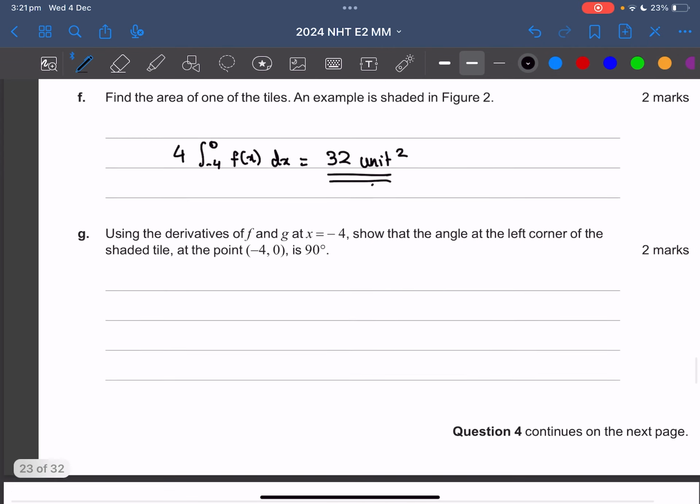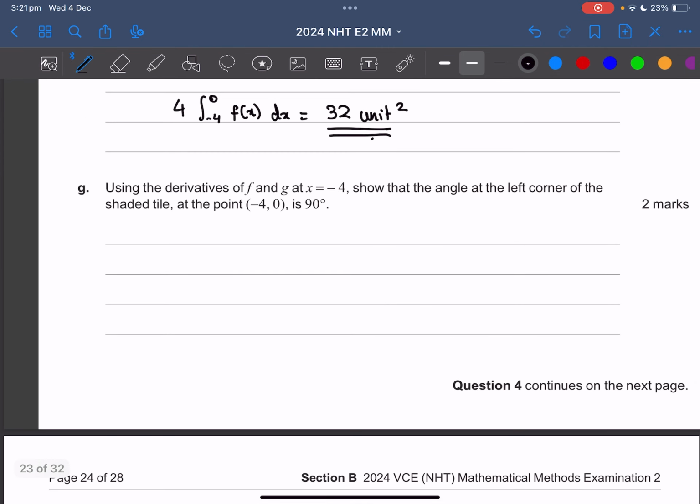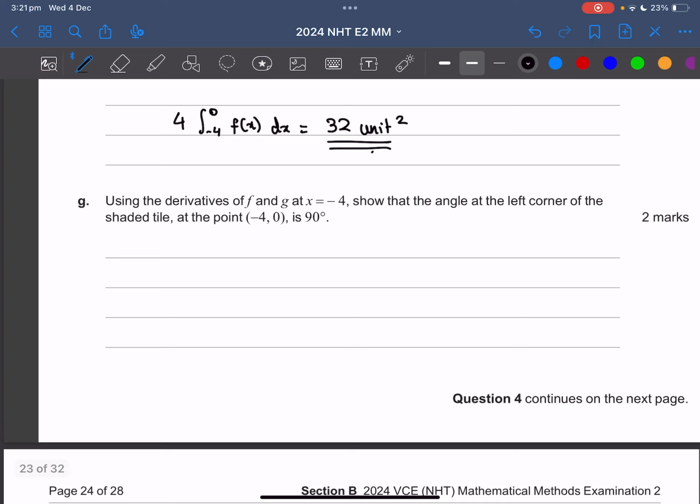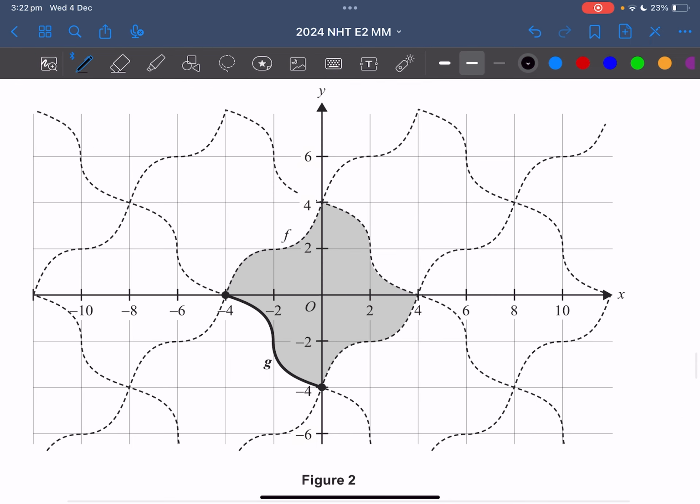Okay. Using the derivatives of f and g at x equals -4, show that the angle at the left corner of the shaded tile at the point (-4, 0) is 90 degrees. So if I were to draw a tangent to f at x equals -4, we'll have something like this. That is for f of x. And if I were to draw a tangent to g at x equals -4, that will look something like this. And we are asked to show that the angle between these two is going to be 90 degrees.